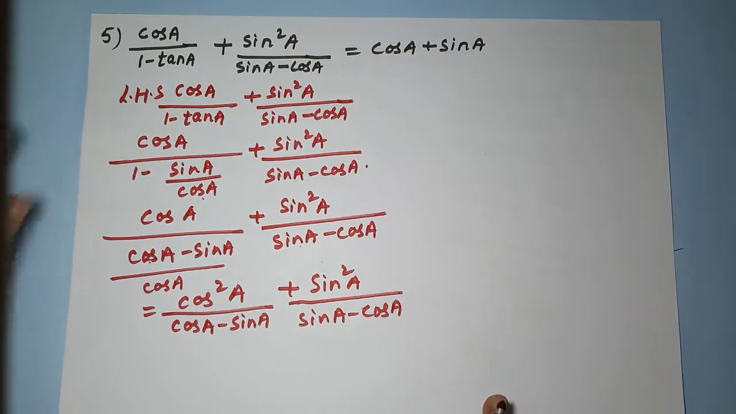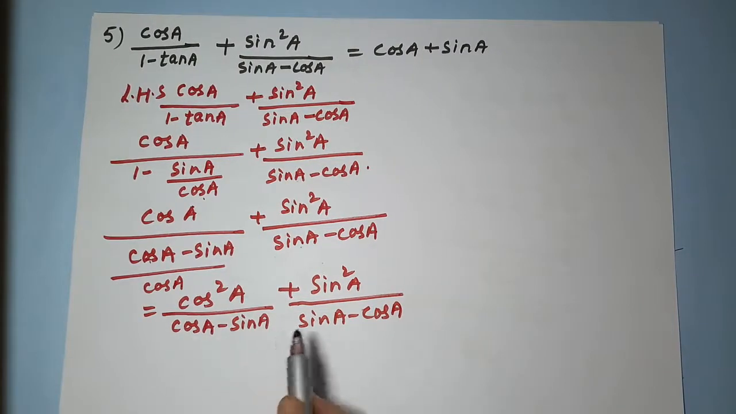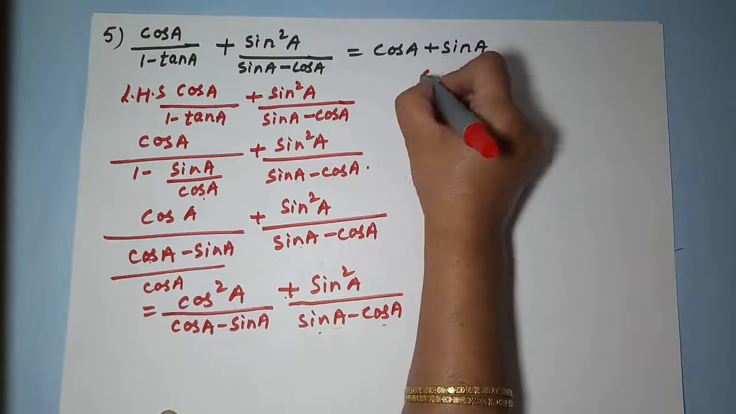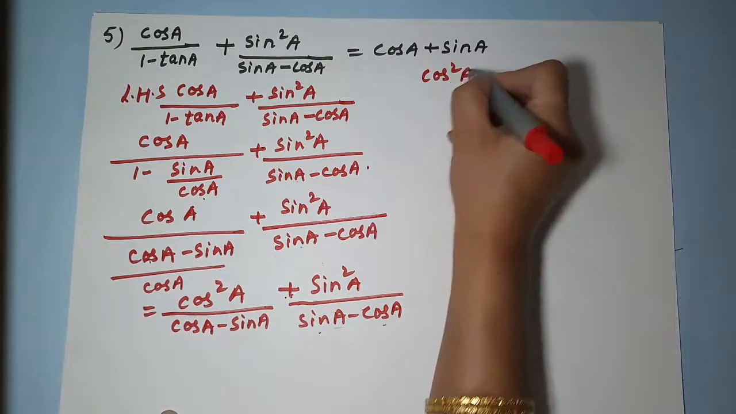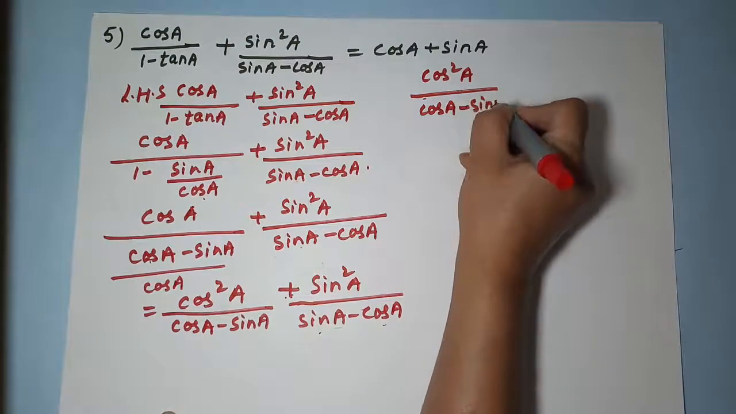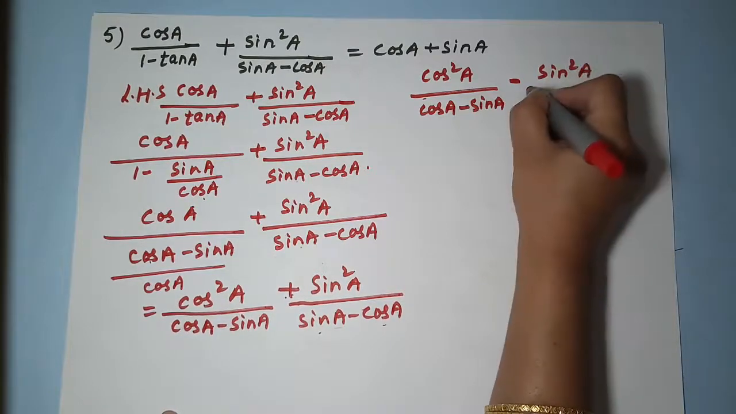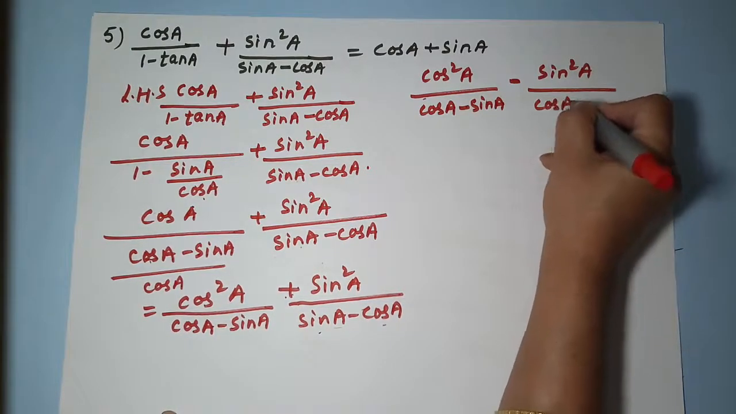Now what should I do further? Here I have cos A minus sine A, here I have sine A minus cos A. So I can make this as cos A minus sine A. How? By taking minus common here, so that I can take cos A minus sine A as LCM. So let me write that. I will have cos square A upon cos A minus sine A minus sine square A upon cos A minus sine A.